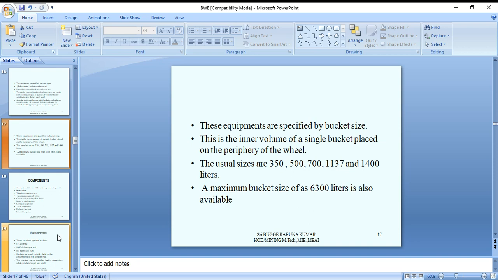It may be divided by the specific gravity, and we can get it in kilograms also. Most of them calculate volume in liters. So when you apply the specific gravity, it will come to kilograms: 500, 700, 1137, and 1400 liters. The maximum bucket size of 6300 liters is also available. So these are the sizes concerned.